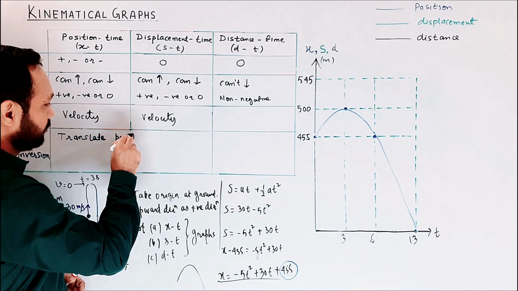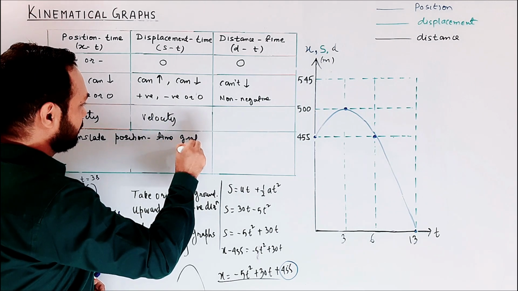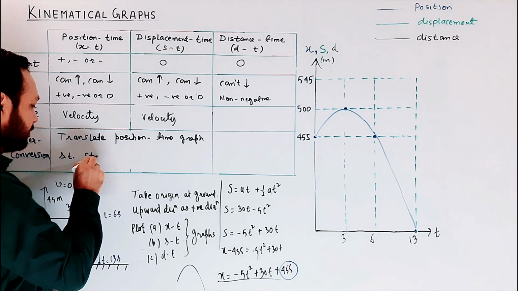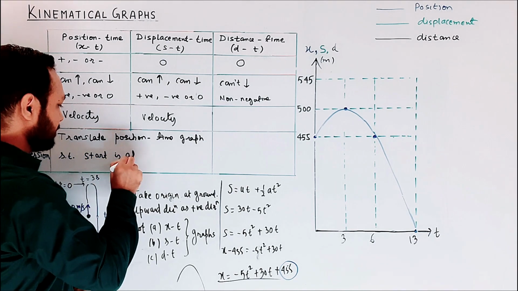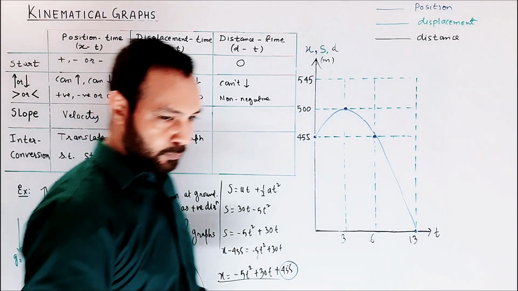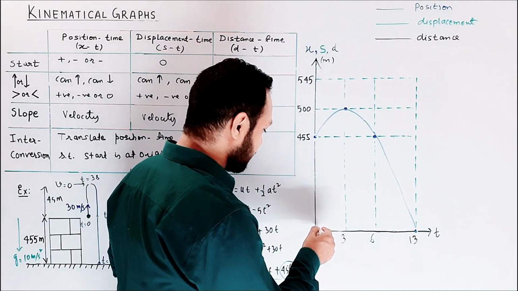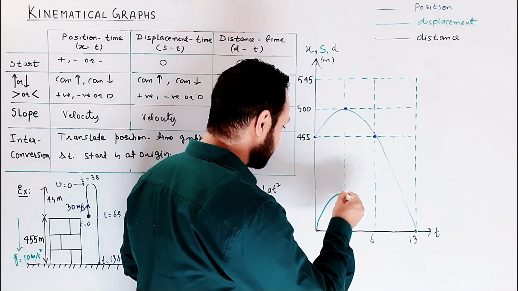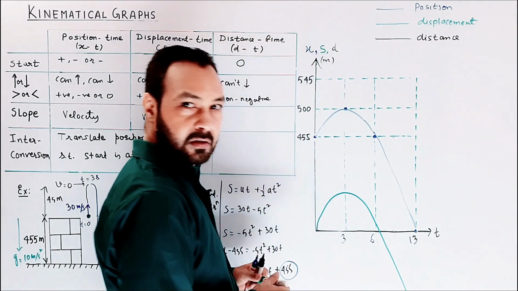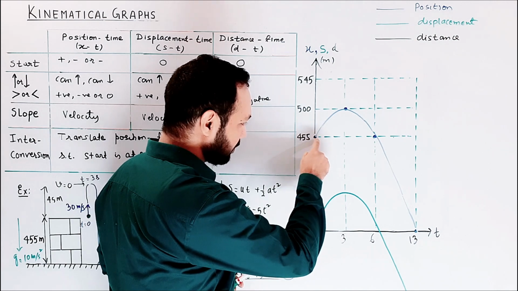So translate the position time graph such that the start is at the origin. So everything would be the same in shape. So this graph would be something like this, and then it will go like this. So exactly the same thing, I have just put the start at the origin.